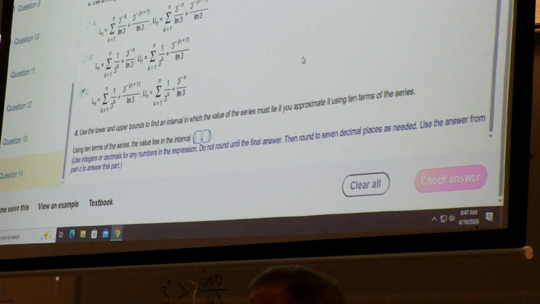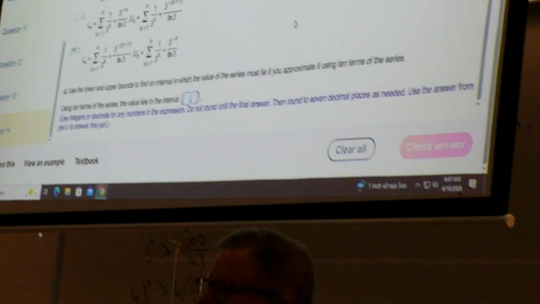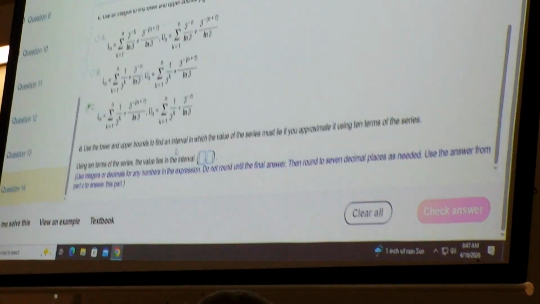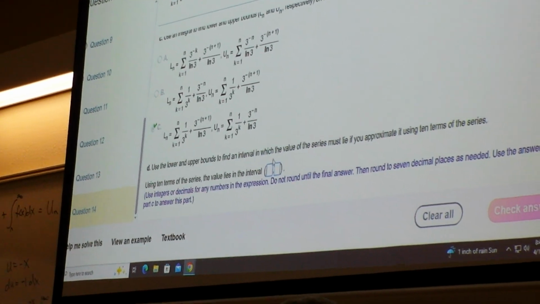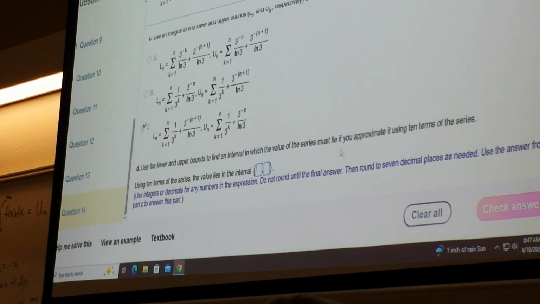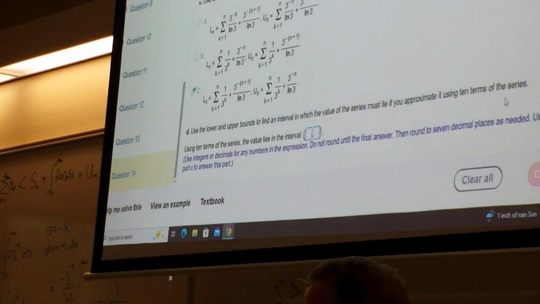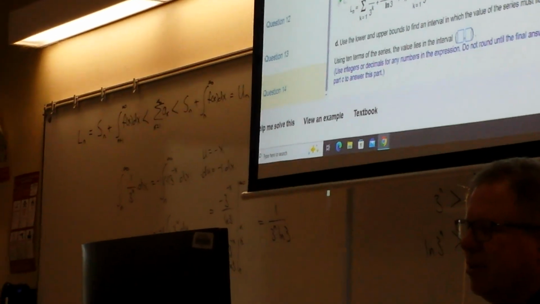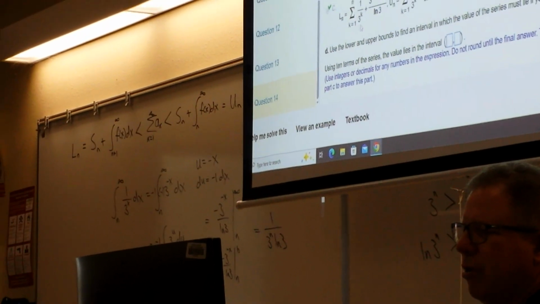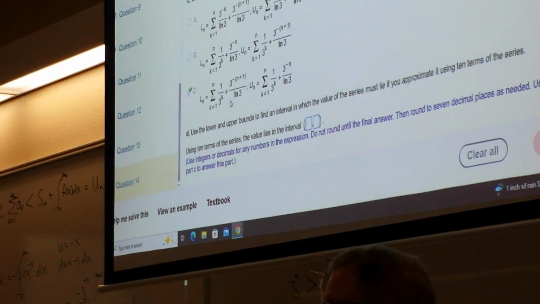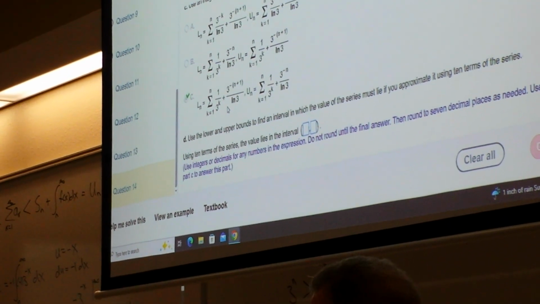And this is the juicy part right here. Use the upper and lower bounds to find an interval in which the value of the series must lie if you approximate it using 10 terms of the series. So that means we need to go up here, we need to put in 10 and work this out, right? Yeah, it wants us to use that formula.